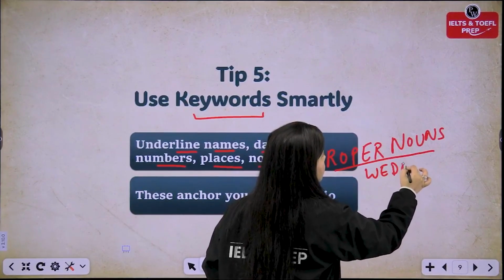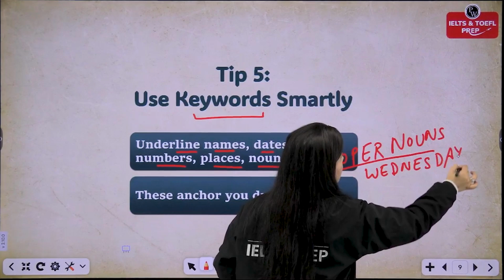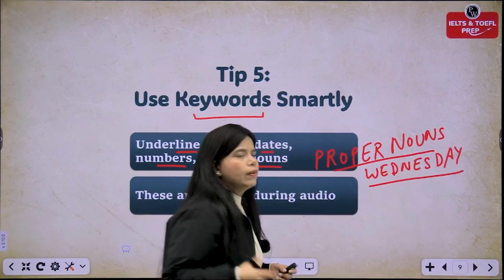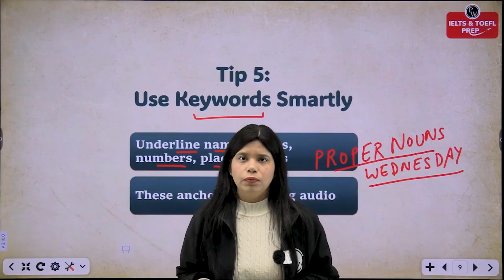अब ये तो paraphrase नहीं हो सकता ना. This can't be paraphrased. ये तो ऐसे ही बोला जाएगा. Saturday, September, even numbers can't be paraphrased, right? So they are your biggest keywords.